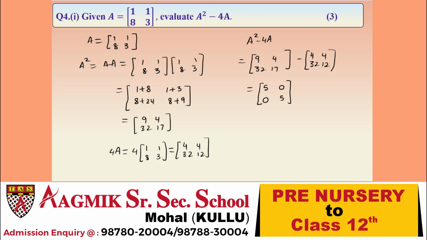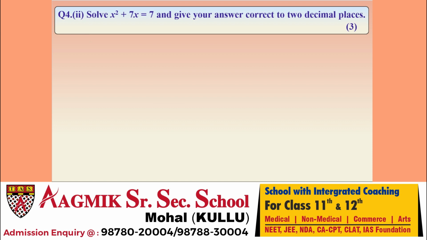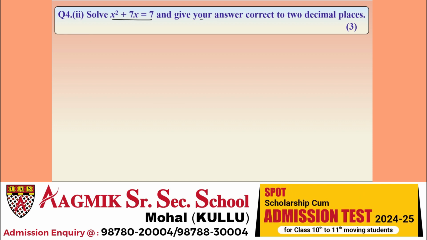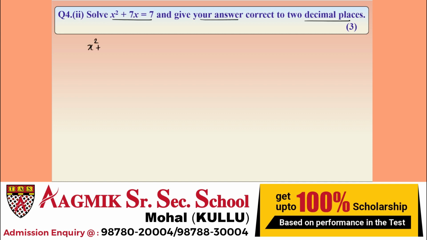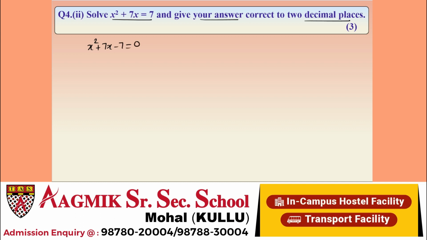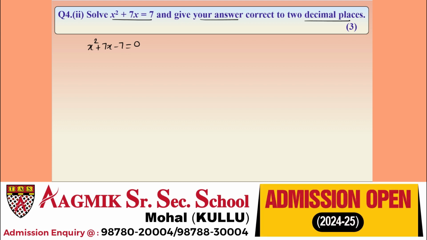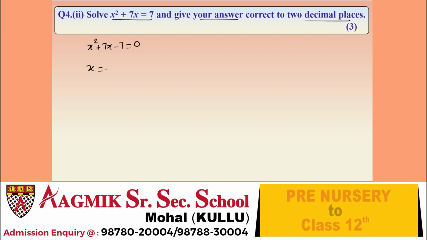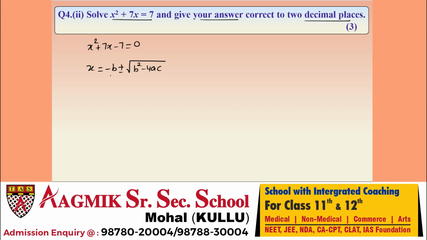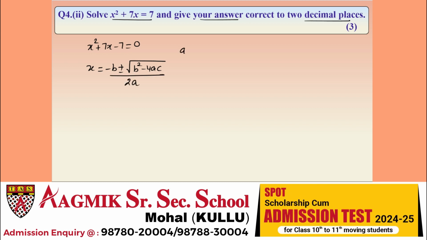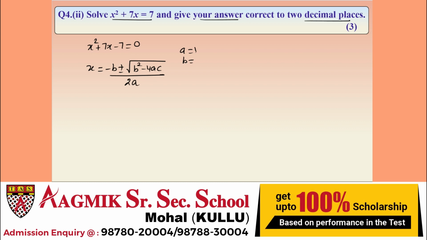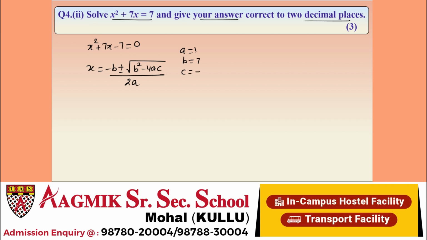Moving on, let's have a look at now question number 4, part 2. Solve x square plus 7x equal to 7 and give your answer correct to 2 decimal places. So the quadratic equation is x square plus 7x minus 7 equal to 0. We won't be able to split the middle term, so we are going to use the quadratic formula. So quadratic formula is x is equal to minus b plus minus under root of b square minus 4ac divided by 2a. A is coefficient of x square, which is 1. B is coefficient of x, which is 7. C is equal to constant, which is minus 7.